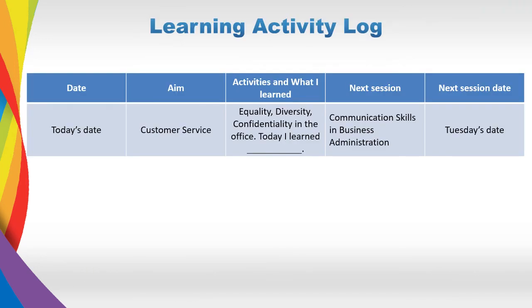So your learning activity log for today, if you could write today's date in the box that says date. The aim is still customer service. We are doing a business admin unit next week. It feels like a while since we've written business admin there. The activities and what I've learned. So today we've done equality, diversity and confidentiality in the office, and today you have learned. Our session next week is on communication skills in business admin on Tuesday. Lots of scenarios in there. I like scenarios for communication, and that is on Tuesday next week.